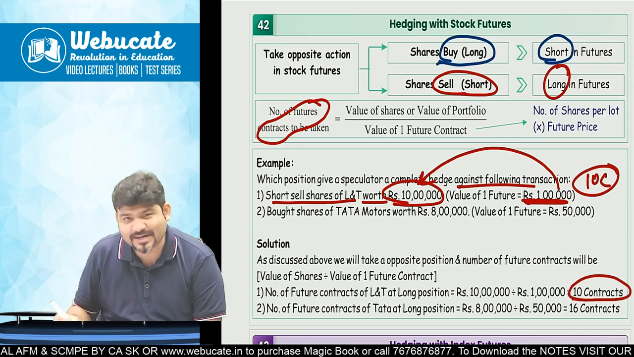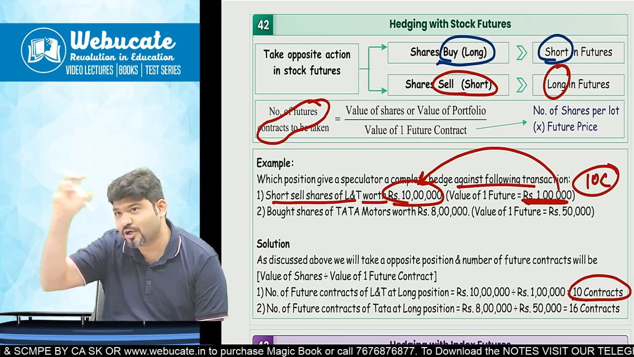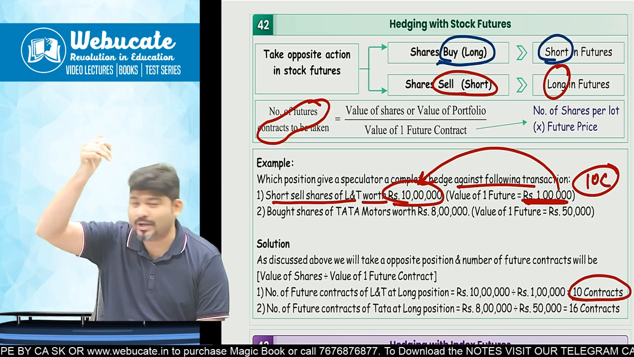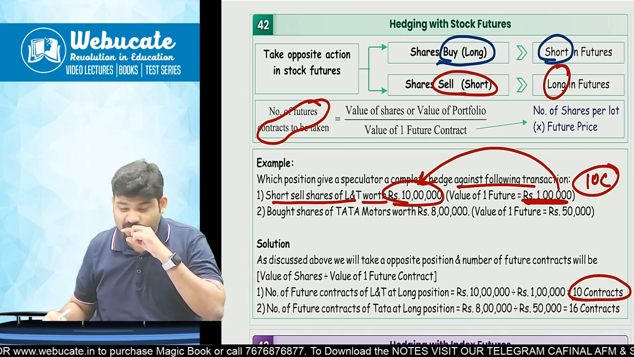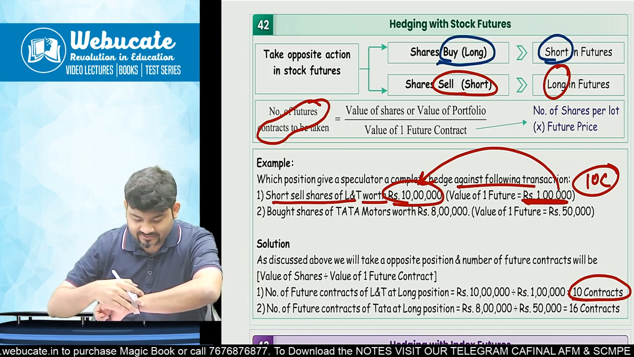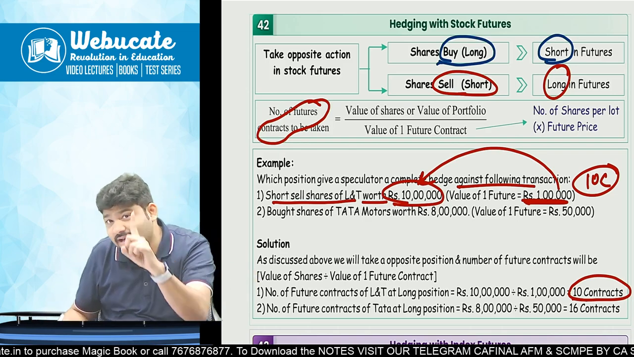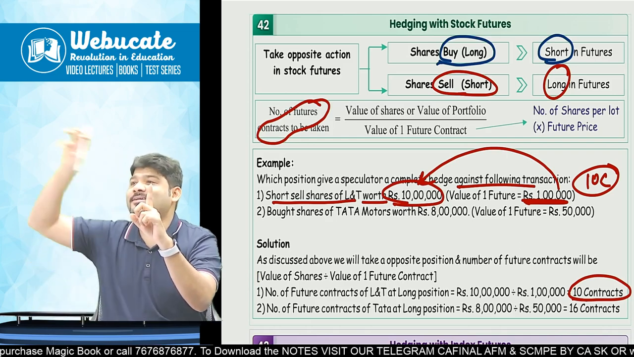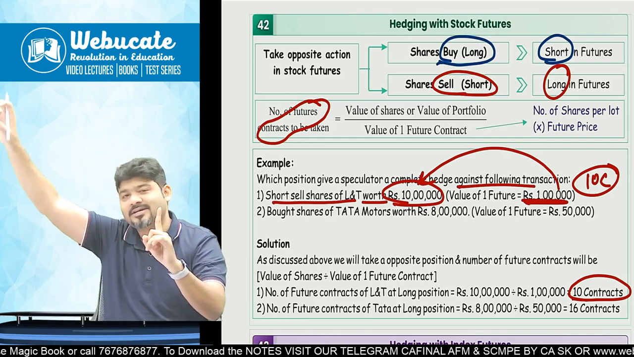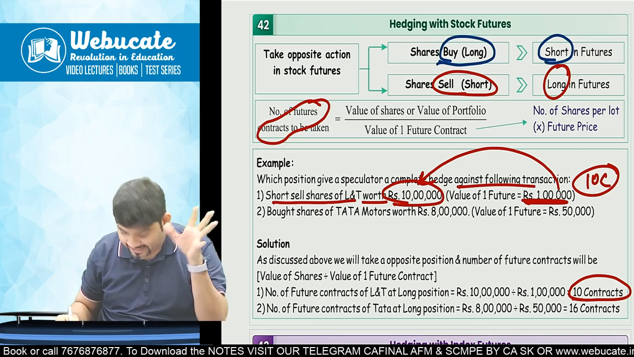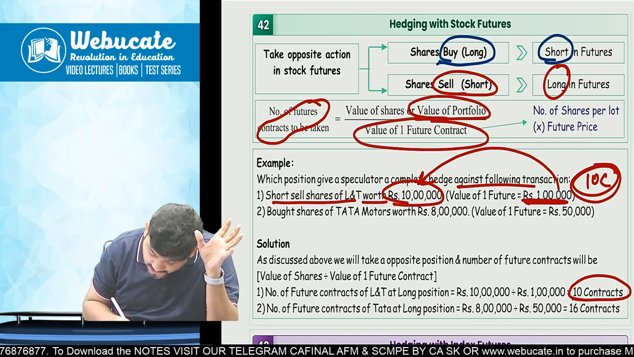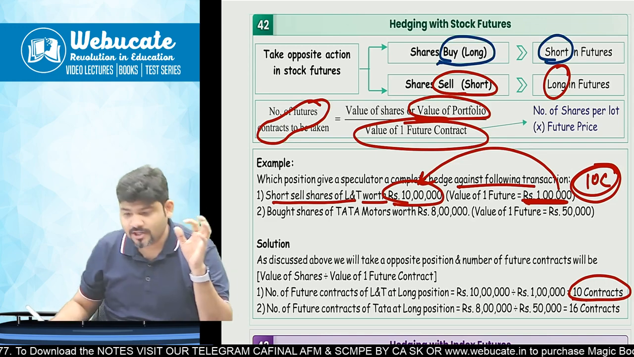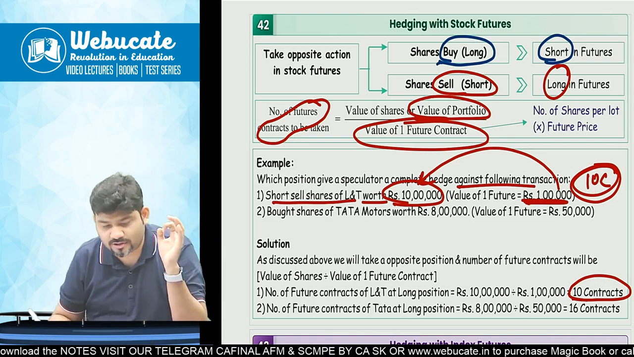How did you calculate that? Logically, the total value of the short sell was 10 lakh. You want to hedge all of it. The value of one future is 1 lakh. You need 10 lakhs to be hedged. What will you take? 10 contracts. So the number of contracts is the value of shares or value of the portfolio upon the value of one future contract.